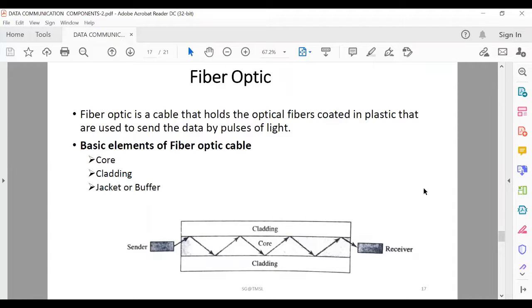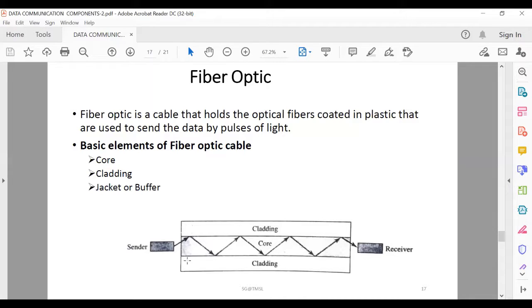The basic elements of the fiber optic cable are the core, cladding, and the jacket or the buffer. I think all of you know about that. The core consists of a narrow strand of glass or plastic, and it is the light transmission area of the fiber. The larger the area of the core, the more light will be transmitted into the fiber.